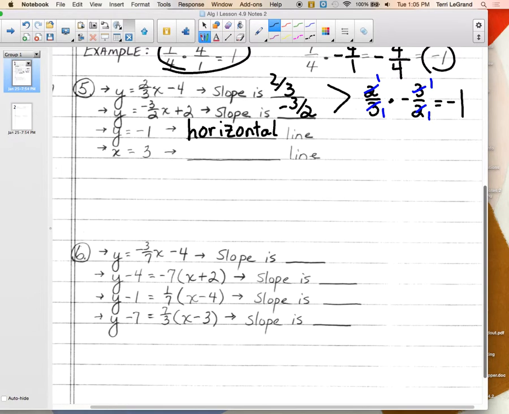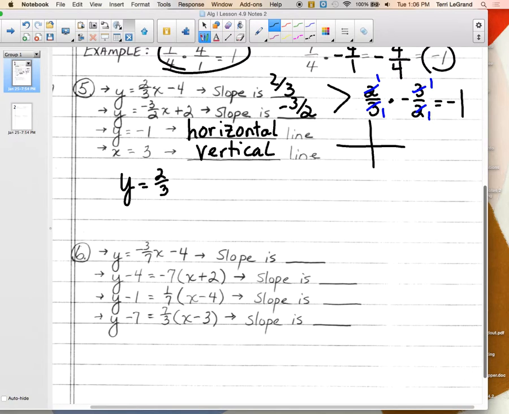Okay, let's see. What's our next one? X equals 3. What kind of line is that? That's a vertical. Because what's missing? What did I say would be missing for a vertical line? The y. So this is a vertical line. So all we have to do is identify that it is. We say, oh, that one's a vertical line. And we learned that a horizontal line is perpendicular to a vertical line. It has to be.